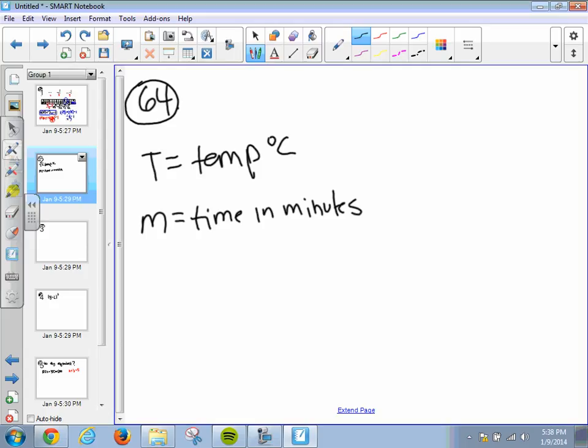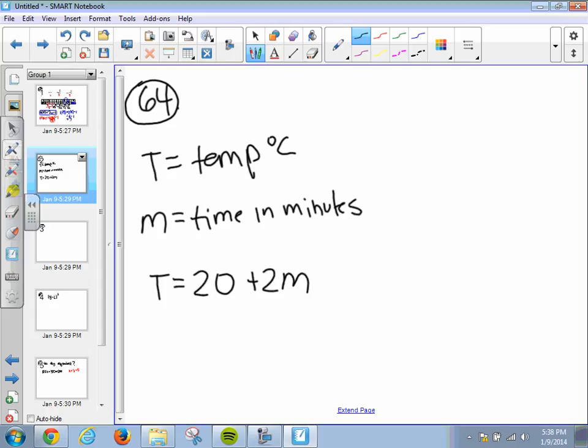And for this first one, we want an equation that's going to model the temperature after so many minutes. So we know that we're going to try and solve for T. We don't know what the temperature is going to be at any given minute. We know that it starts at 20, and it's going to slowly start warming up at a rate of 2 per minute.